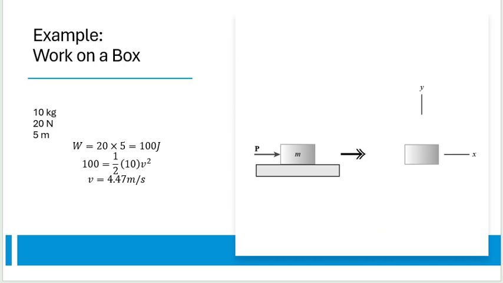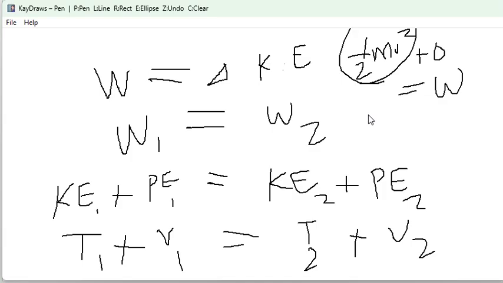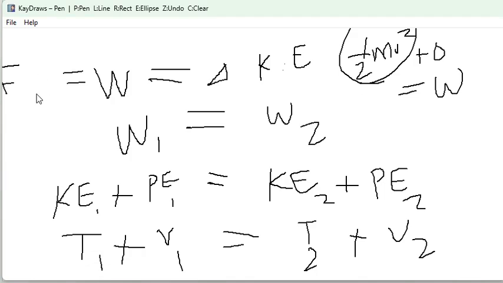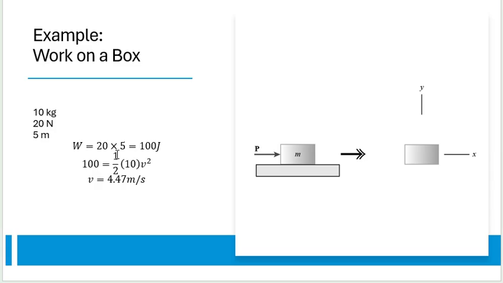Okay, so then we are going to get back into our basic work on a box example. You have a 10 kilogram mass and a 20 Newton force, and you move this block 5 meters. So you have 100 joules of work, because we use force, which is 20, times distance, which is 5. So I'm just going to write it down here. Force, and then of course your distance, so therefore you're going to get your work.